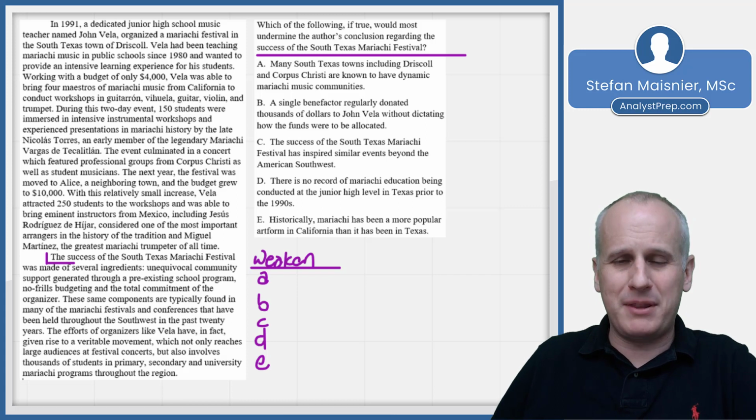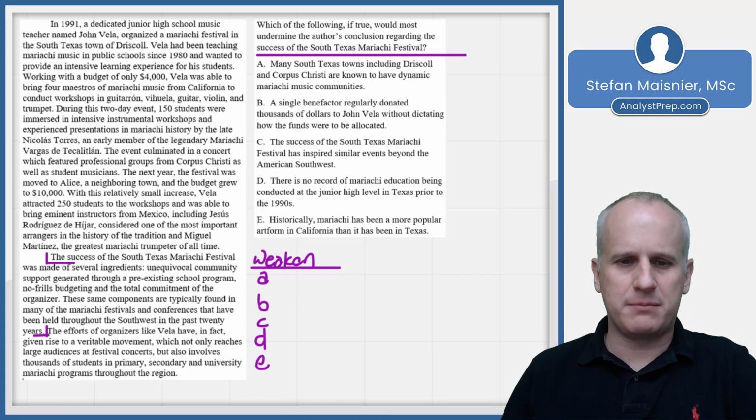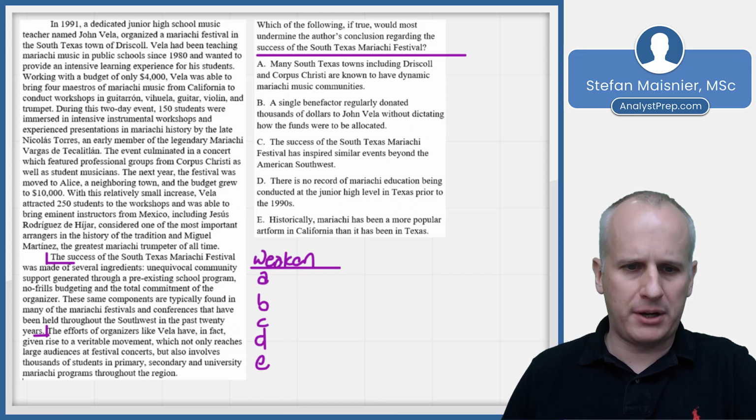So we could pick up at the beginning of the paragraph and just read a sentence below, and we learn the success of the South Texas Mariachi Festival was made of several ingredients: unequivocal community support generated through a pre-existing school program, no frills budgeting, and the total commitment of the organizer. These same components are typically found in many of the mariachi festivals and conferences that have been held throughout the Southwest in the past 20 years.